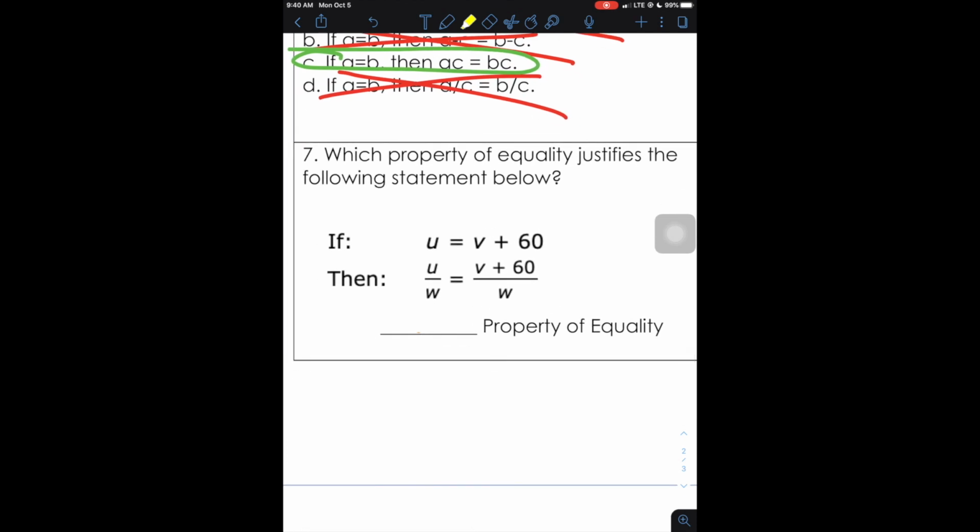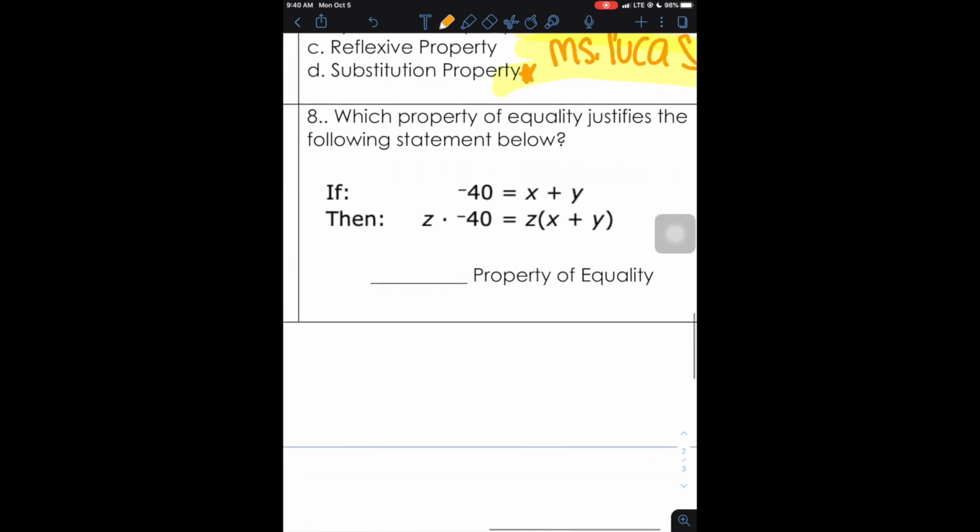Number 7. For this one, they already give us the equation. We just have to see what operation they're doing. I see they have an equation, and then they divide both sides by a common term, W. They divide both sides by a common term. So what is that? The division property of equality. Self-explanatory, right?